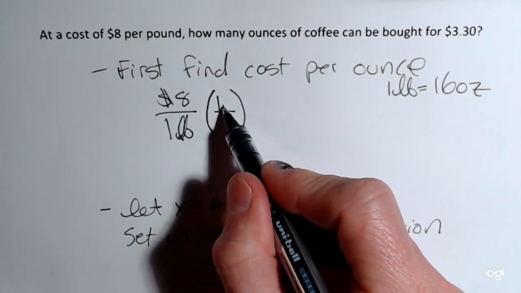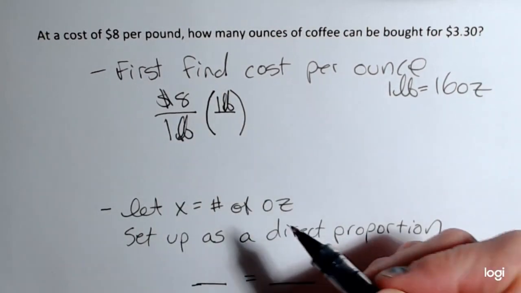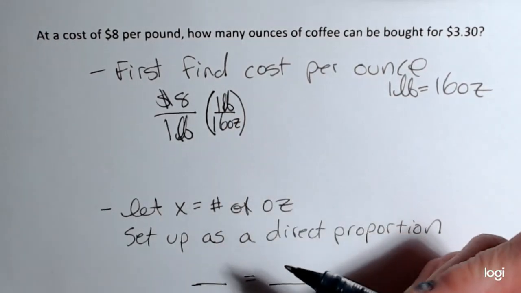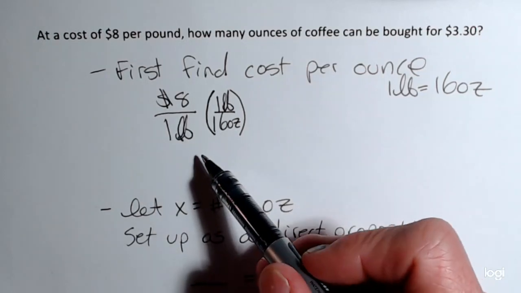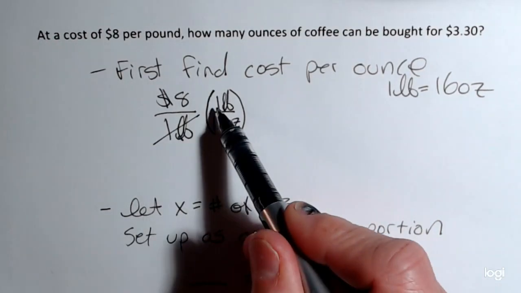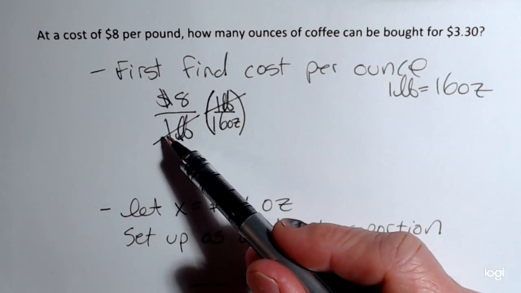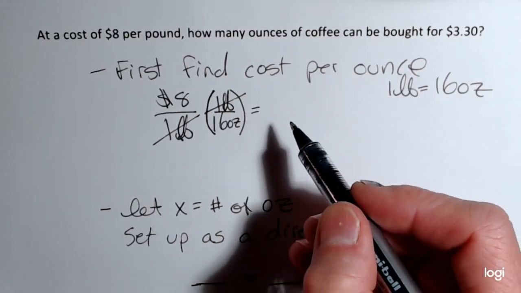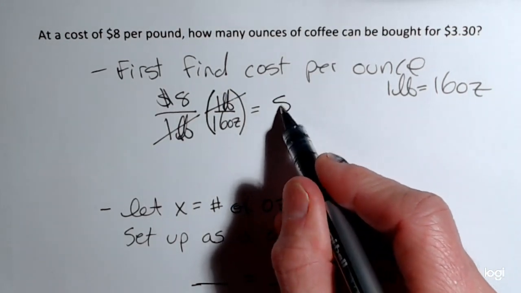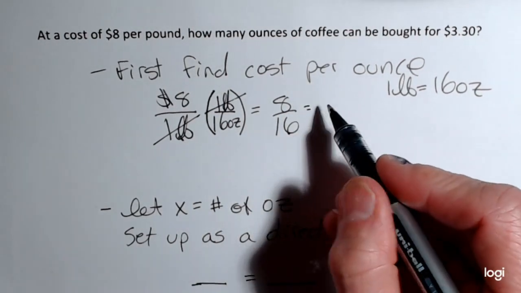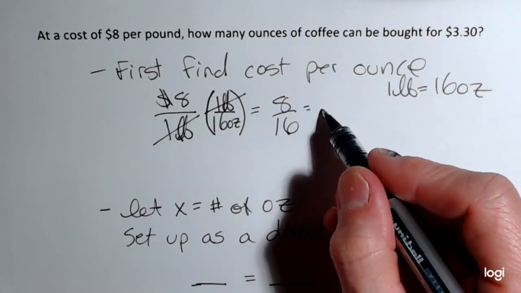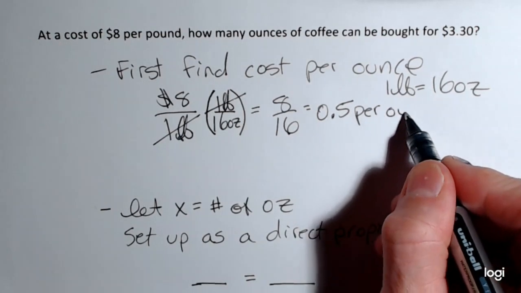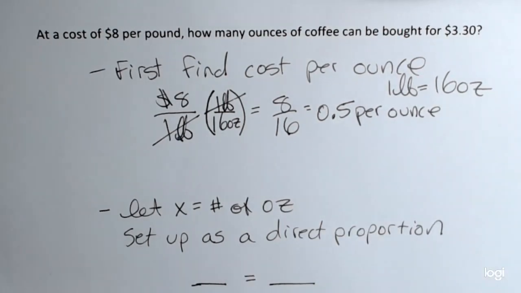So I'm going to put the 1 pound here. It's a little messy, I'm sorry. And the ounces in the denominator. So doing this multiplication, the pounds cancel, and I have the numeric part as 1, so that just cancels out. That equals 8 over 16, or if I'm talking about dollars, that's going to be 50 cents per ounce, or $0.5 per ounce.